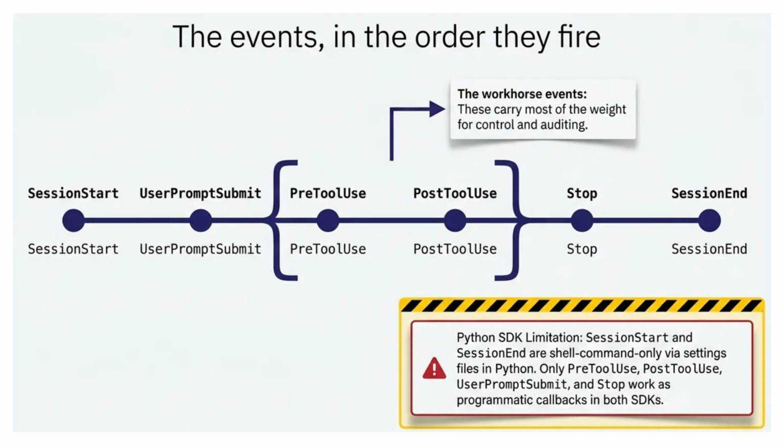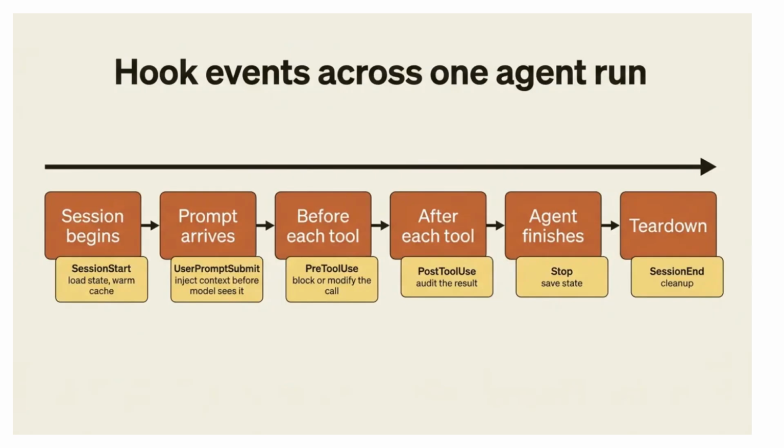Post-tool use runs after a tool returns with the result in hand. Stop runs when the agent finishes, which is a good place to save state. And session end runs at teardown. There are more events beyond these 6, including post-tool use failure, sub-agent start, sub-agent stop, and pre-compact. But the 6 above carry most of the weight, and 2 of them, pre-tool use and post-tool use, do most of the real work. The demos start there.